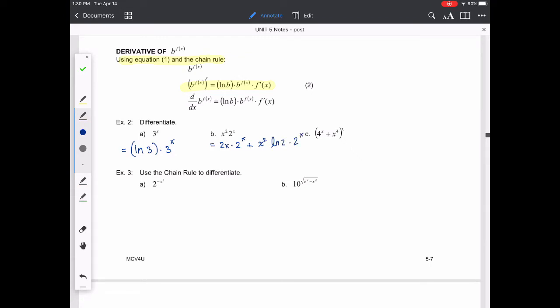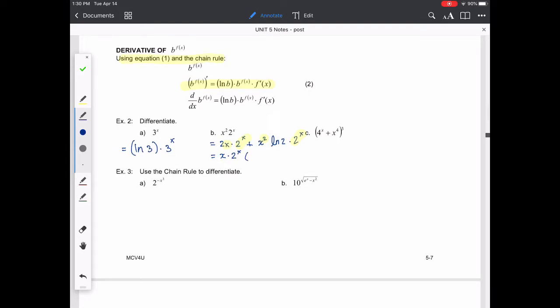We can simplify this by factoring out whatever we can. In this case, I can factor out an x, and I can factor out a 2 to the x. Let's see what it looks like. What's left on the first term is going to be the 2. We have the plus, and an x left over times ln of 2. That would be the factored, simplified version.